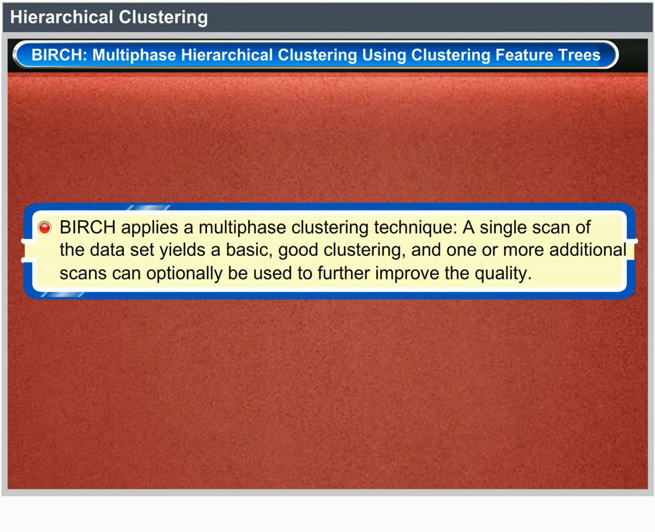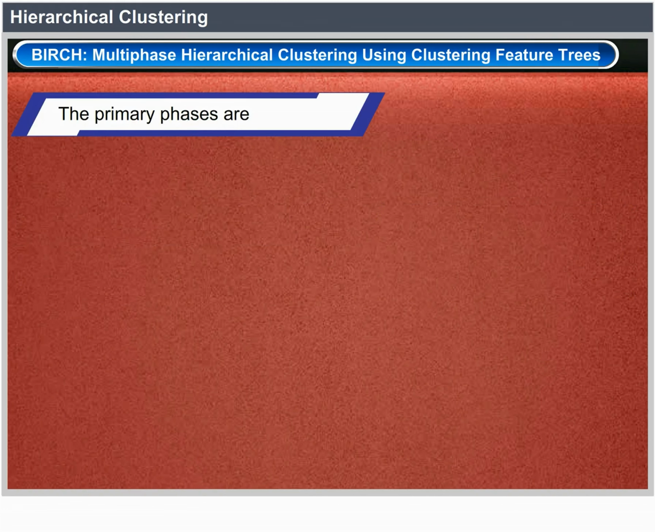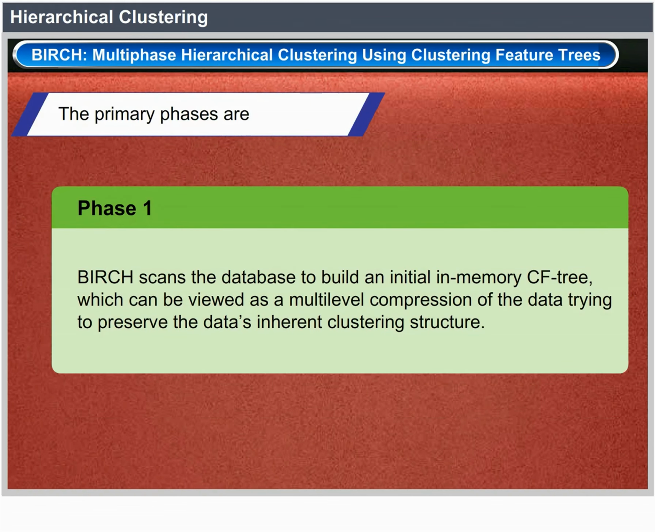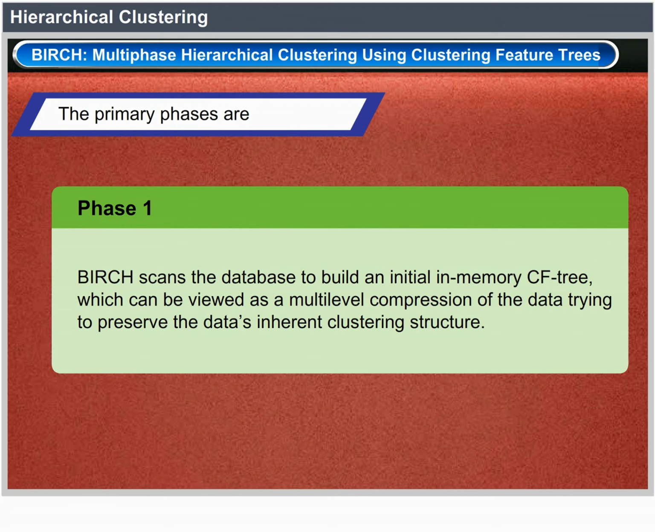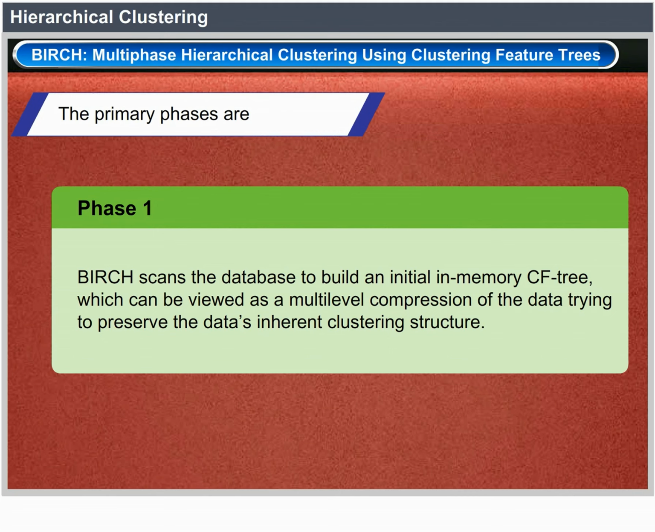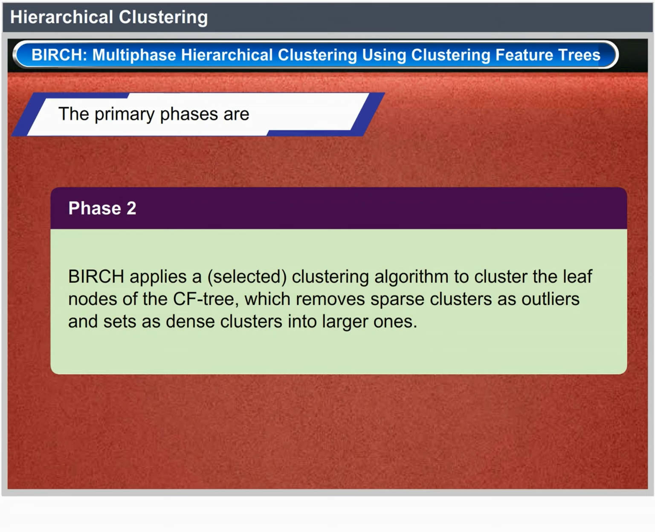The primary phases are: Phase 1. BIRCH scans the database to build an initial in-memory CF tree, which can be viewed as a multi-level compression of the data that tries to preserve the data's inherent clustering structure. Phase 2. BIRCH applies a selected clustering algorithm to cluster the leaf nodes of the CF tree, which removes sparse clusters as outliers and groups dense clusters into larger ones.